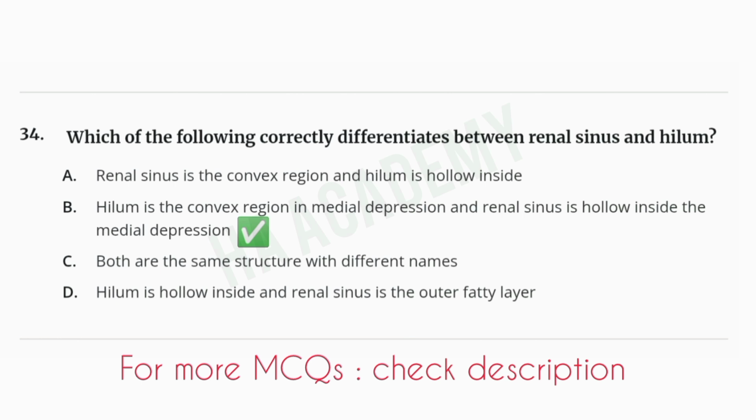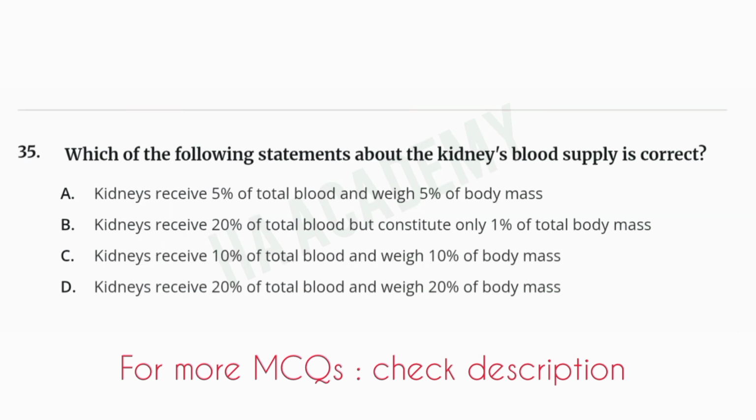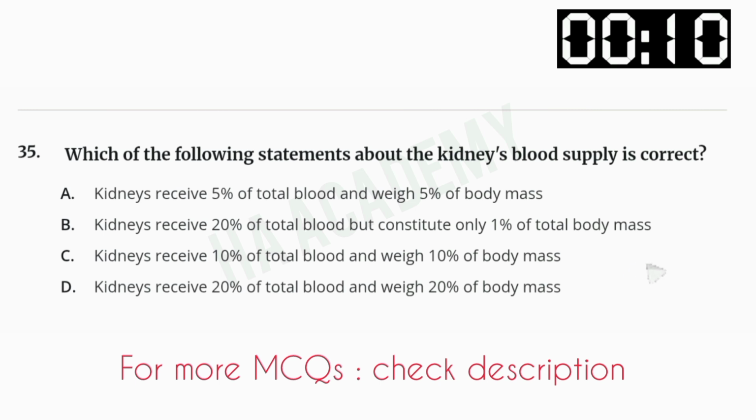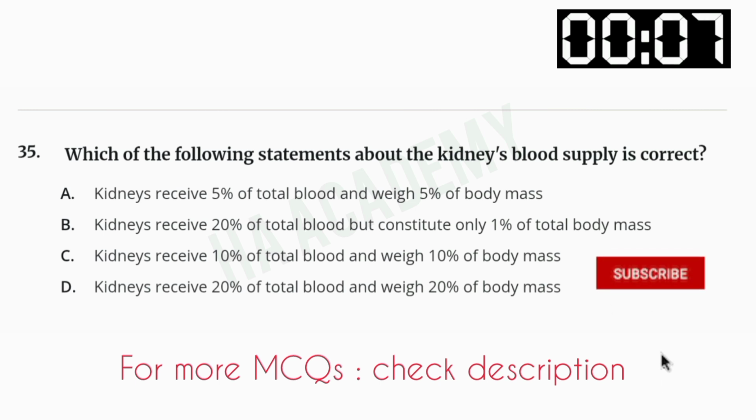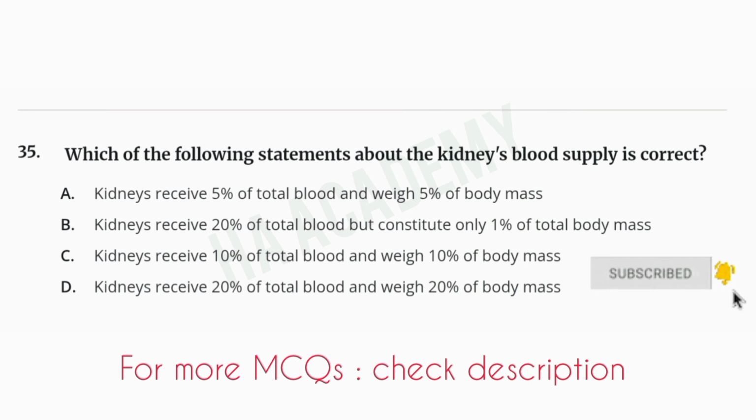medial depression. Which of the following statements about the kidney's blood supply is correct? The correct answer is kidney receive 20% of total blood but constitute only 1% of the total body mass.